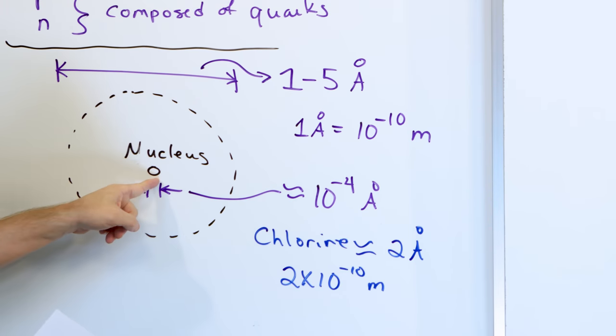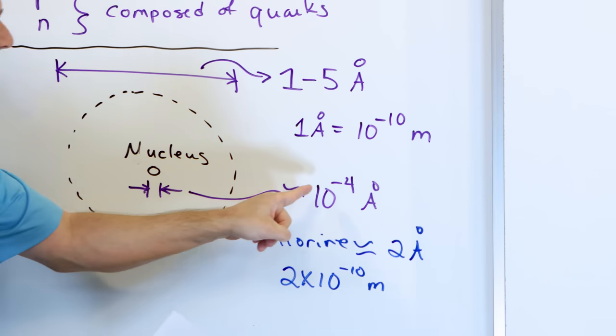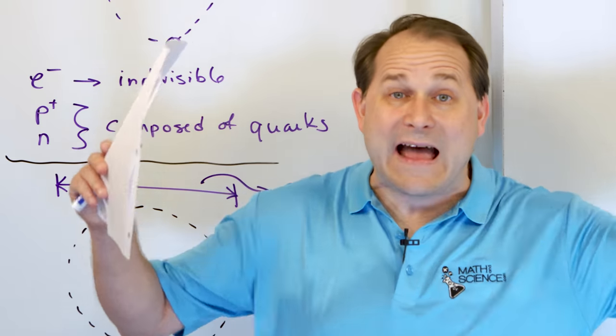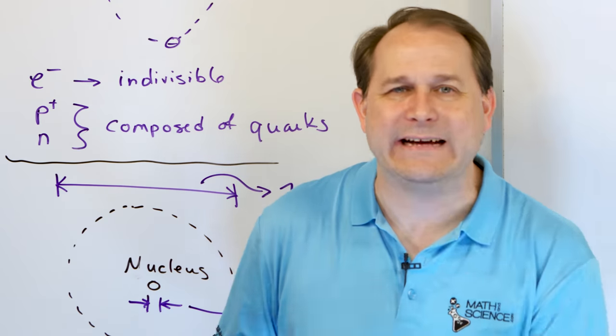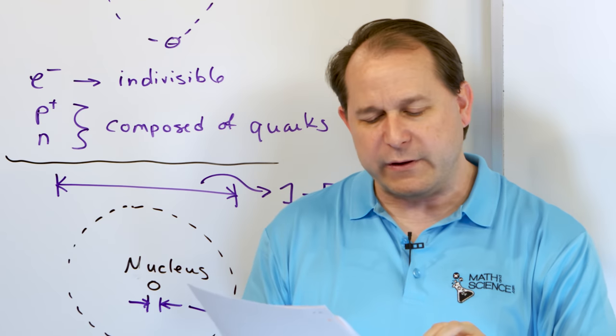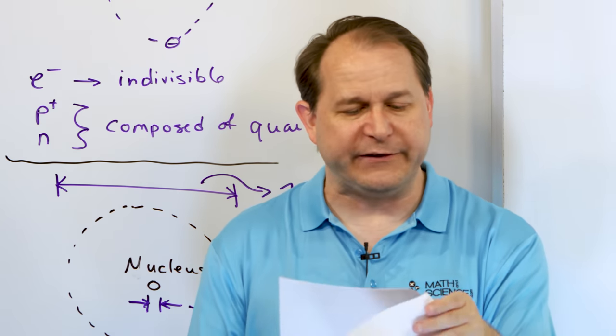The nucleus, I've drawn it like this, it doesn't look that small, but it's 10 to the minus 4. That's 10,000 times smaller than the atom is. You wouldn't even see it. If you could hold the atom in front of you, you wouldn't even be able to see it as a dot there. So it is incredibly, incredibly small.